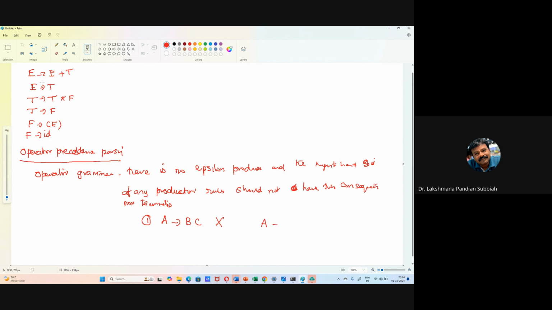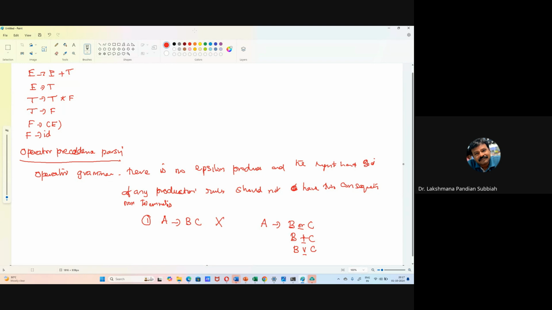So here we need to have some operator in between any two non-terminals, like P plus C or P star C, or some symbol. We should have an operator in between two consecutive non-terminals, then the grammar is called operator grammar. They may ask too many questions, like what is operator grammar? For that operator grammar only, operator precedence parsing is possible, right?